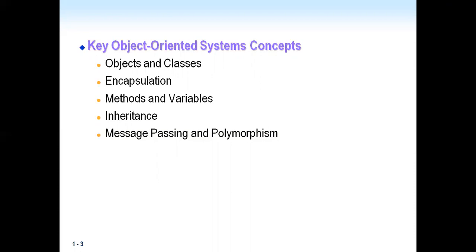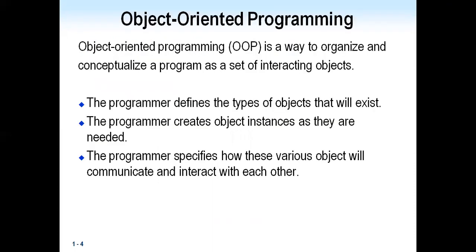First we are discussing object oriented programming. Object oriented programming is a way to organize and conceptualize a program as a set of interacting objects. It is the interaction between objects, and the interaction means the message passing or communication between objects.